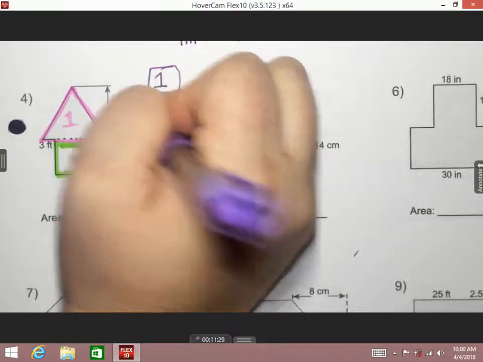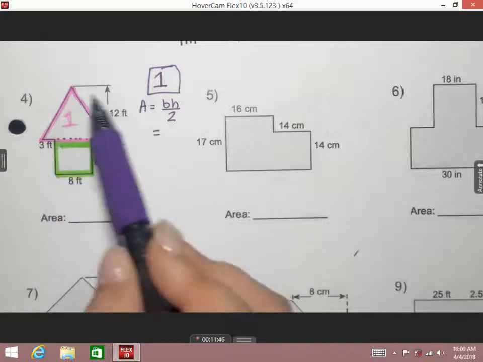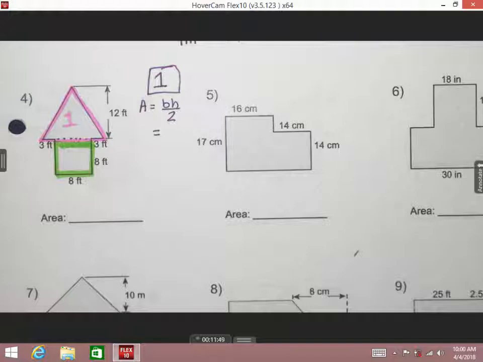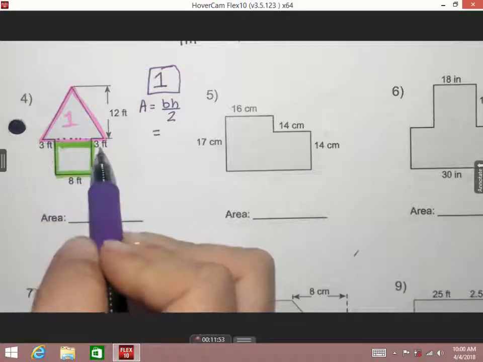Very good. All right, what is the base? Now this triangle's a little tricky. What is my base going to be here? Carson? 14. All right, how did you get 14? Because 14 is not listed on here anywhere. So where did you get 14 from? The 2 to the left, the 3 to the left, and the 3 to the right, and then the 8 down bottom.